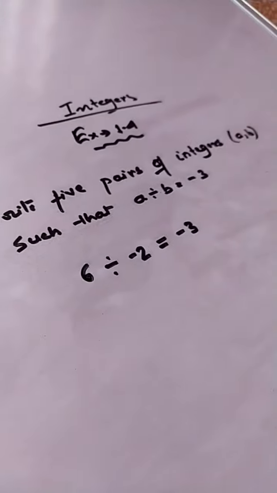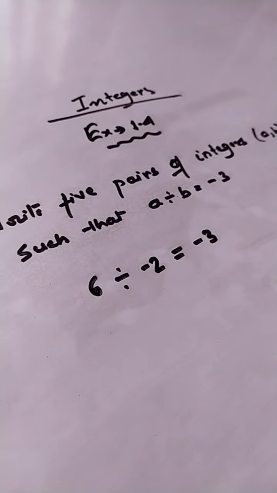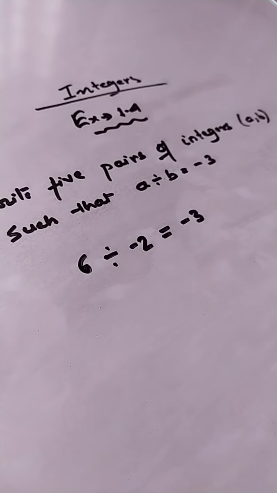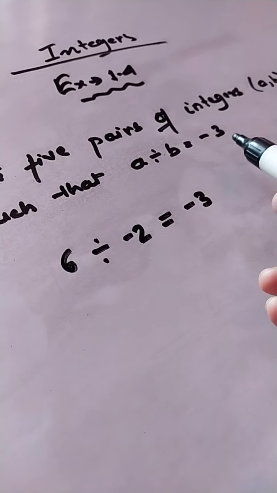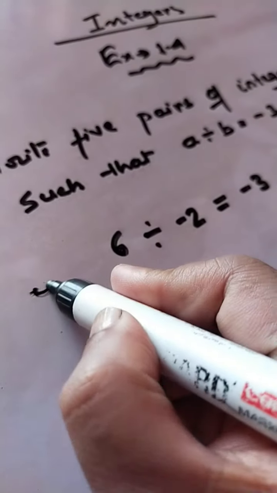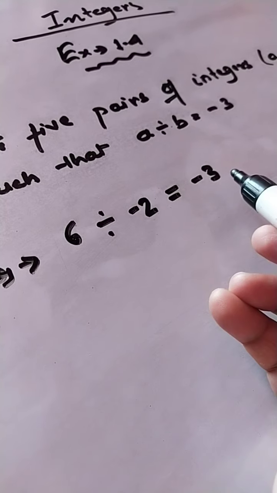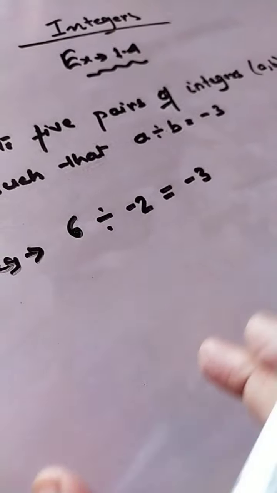In question number 4 they have given: write 5 pairs of integers a comma b such that a divided by b is equal to minus 3. This is the relation that you have to show. They have given one example in the question itself: 6 divided by minus 2 is equal to minus 3. So this is how you have to provide 5 more pairs.